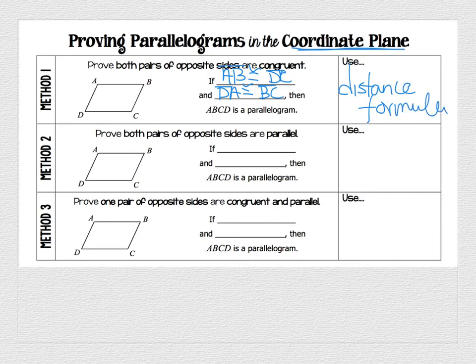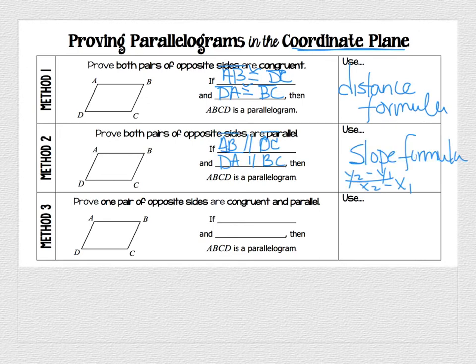If we want to prove both pairs of opposite sides are parallel, what do we do? So if we're going for proving parallel, AB will be parallel to DC and DA will be parallel to BC. You're definitely going to have to use the slope formula, rise over run. And last but not least, we can prove one pair of opposite sides are congruent and parallel. Then we can use the same pair, just show that they're parallel and show that they have the same slope. This one is probably my favorite one.